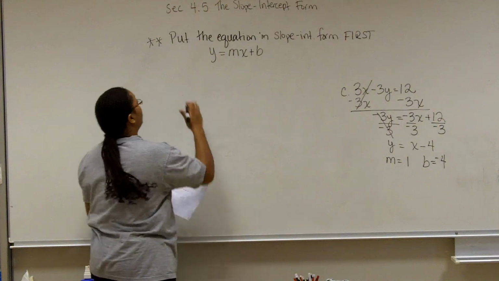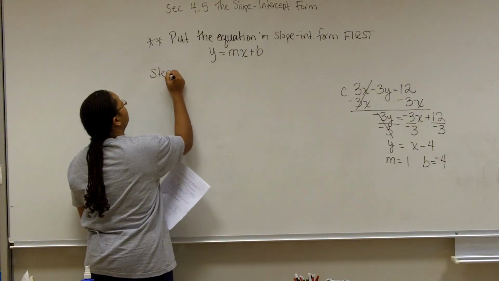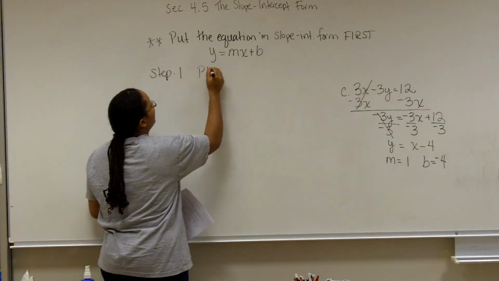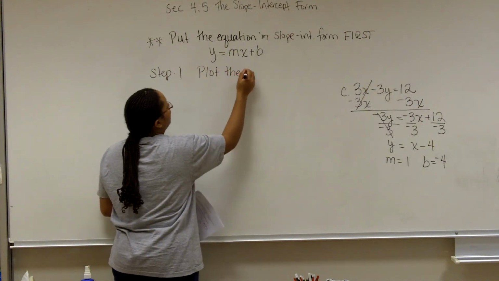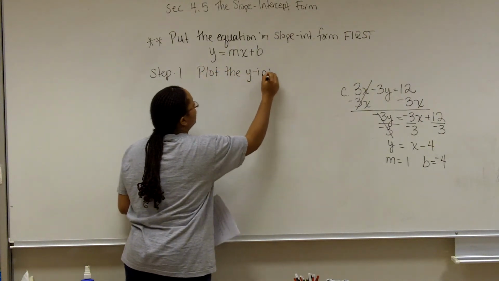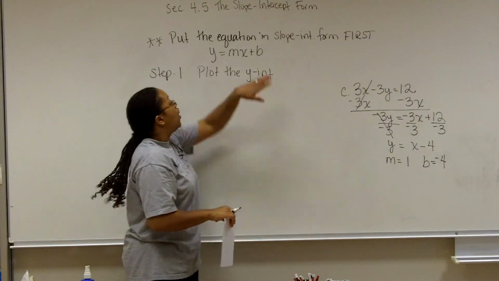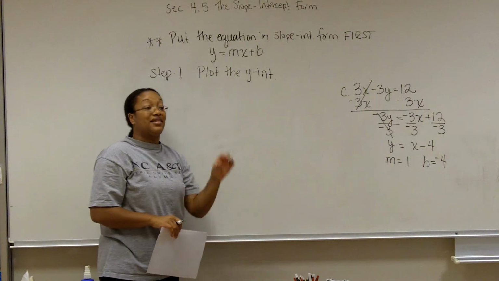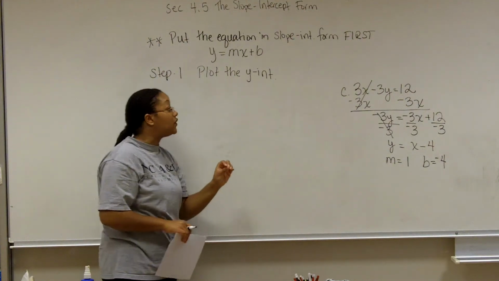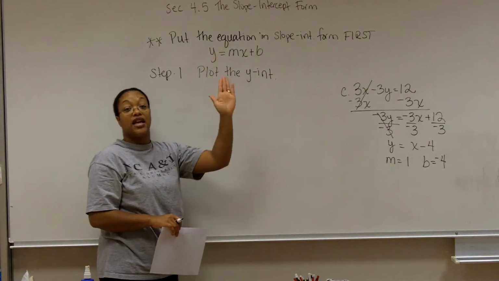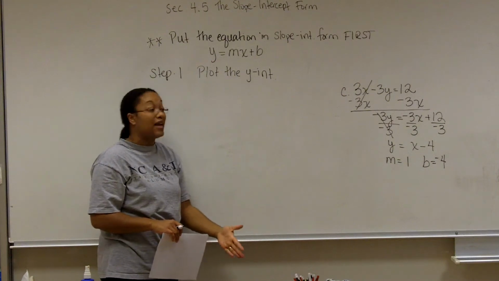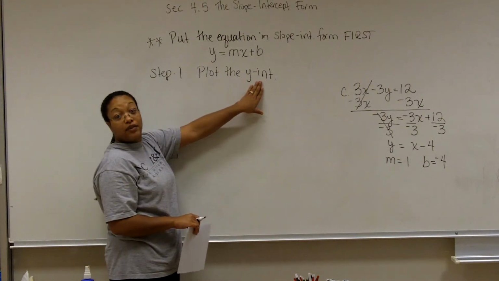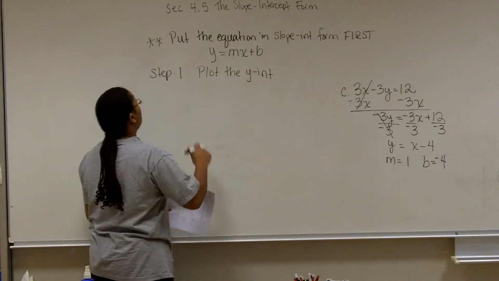Now you start your steps. So here's step 1. The first thing you're going to do is plot the y-intercept. Okay, well, Mrs. Udoka, where's the y-intercept? That's your letter B. Whatever value you have for B, that's where you go on your y-axis, and then you sit there. If it's a positive number, you go up. If it's a negative number, you go down on the y-axis. Then you plot your point. That's your y-intercept. That's the first thing you do.